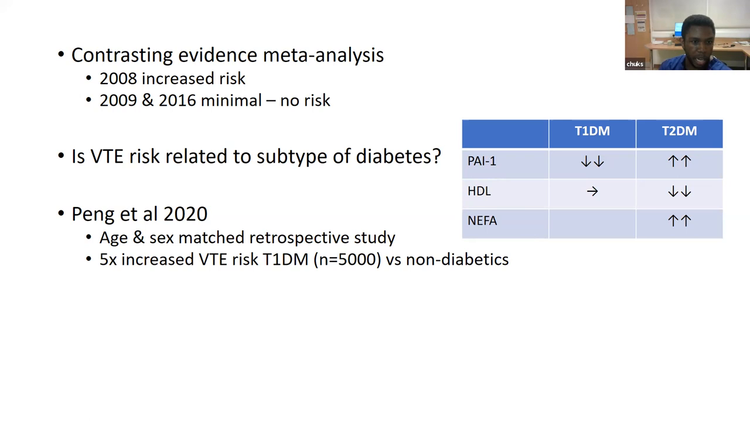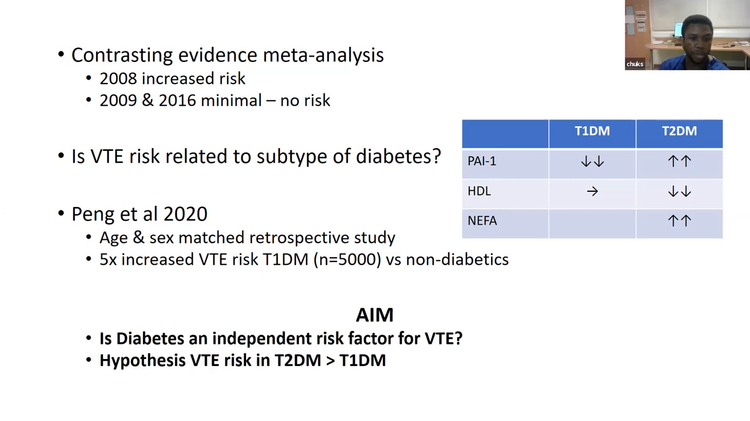Now, this is a Taiwanese study in 2020, which investigated the risk of VTE and diabetes, but they predominantly looked at type 1 versus non-diabetics. And they found a 5 times increased risk of VTE in type 1 diabetes. And this was in an age and sex matched group. So on the basis of that, it's kind of up in the air. So this trial aimed to answer the question, is diabetes an independent risk factor for VTE? And based on our understanding, one would suggest that the risk is greater in type 2 diabetes.